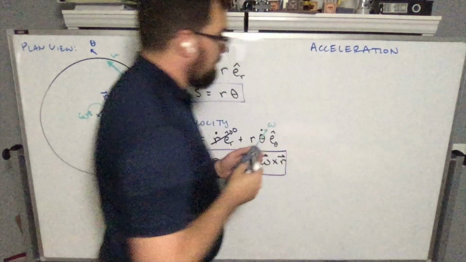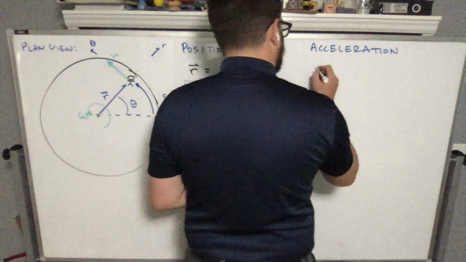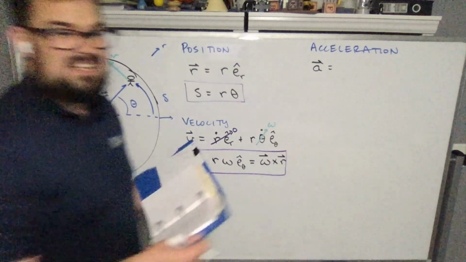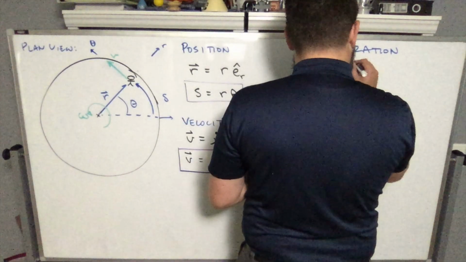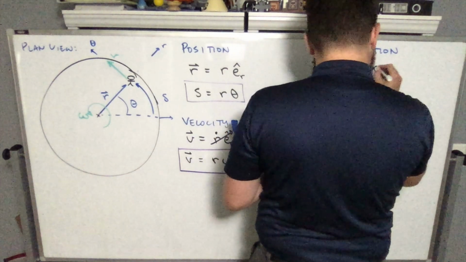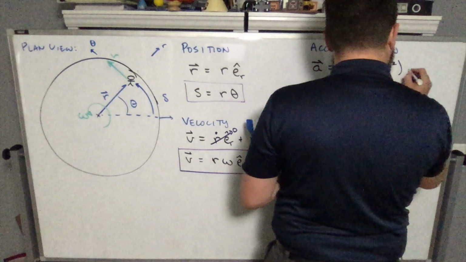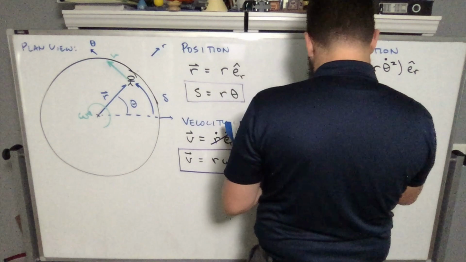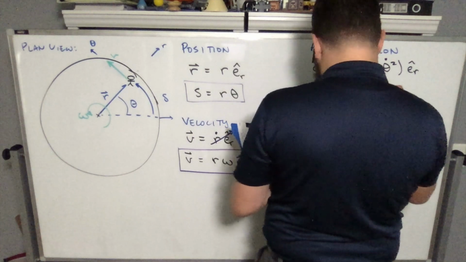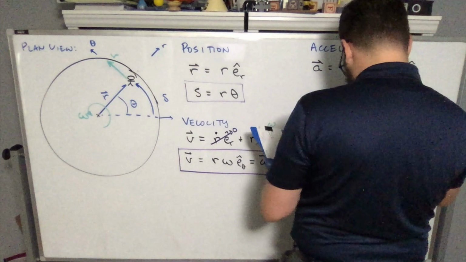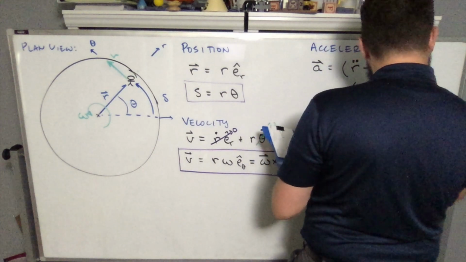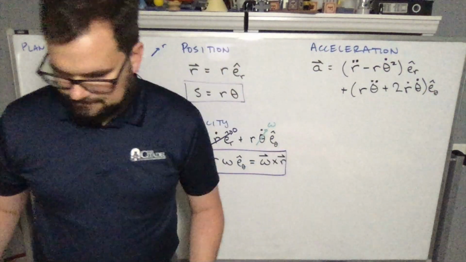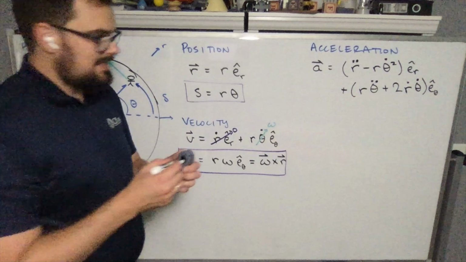So let's start with our polar equation for acceleration. I'm going to have to copy this from my notes because I don't memorize it. The acceleration is r double dot minus r theta dot squared in the radial direction, plus r theta double dot plus 2 r dot theta dot in the transverse direction. All right, let's do the same sort of thinking here.